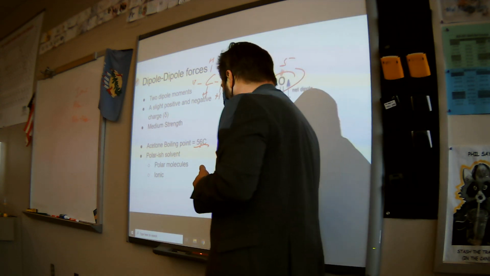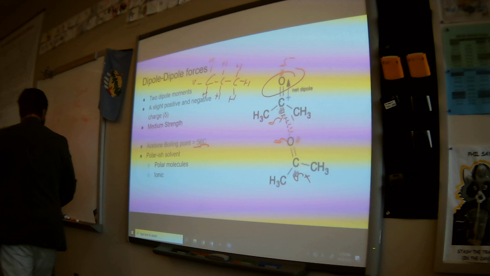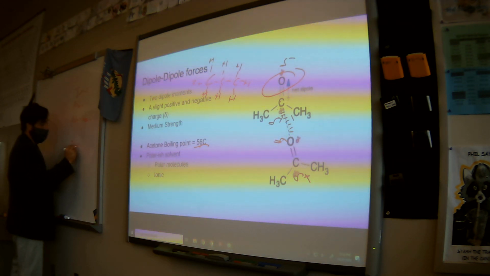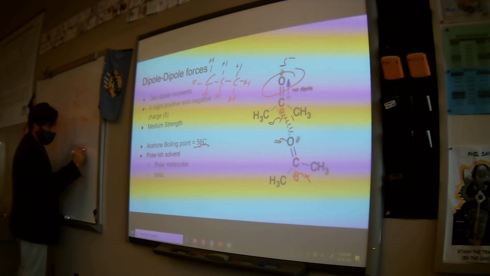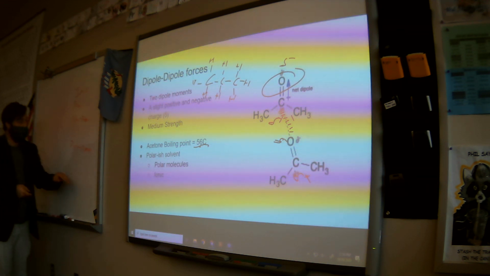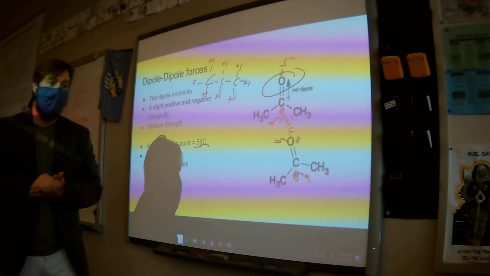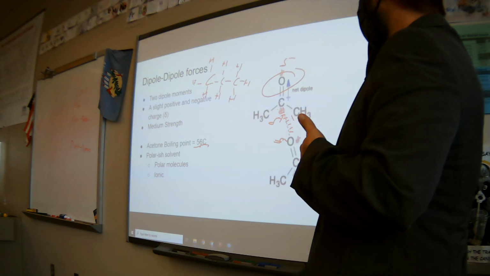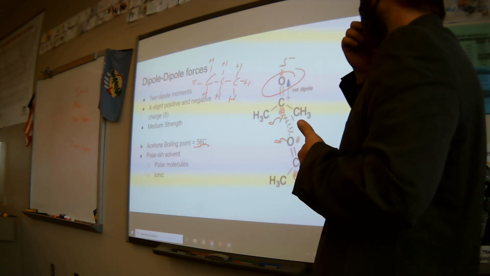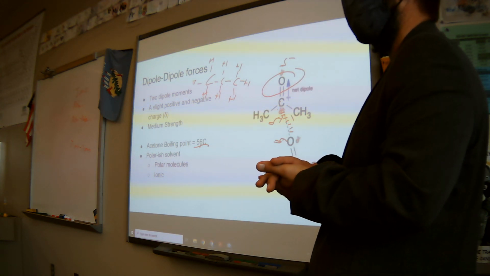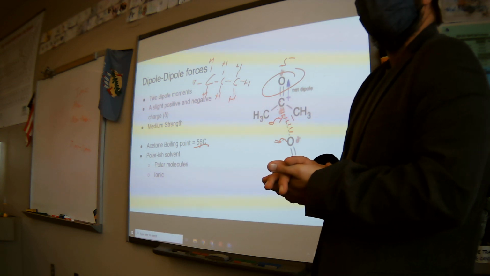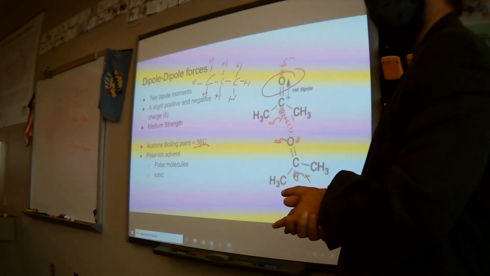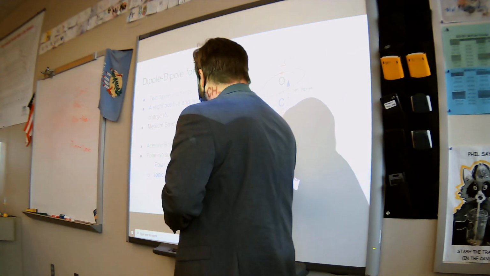So dipole-dipole interactions, they're pretty good. They're pretty strong. I want to put them kind of in the middle. Not as strong as an actual bond, but pretty strong. You guys see what I mean? All good? More interactions, the melting point or the boiling point goes up.